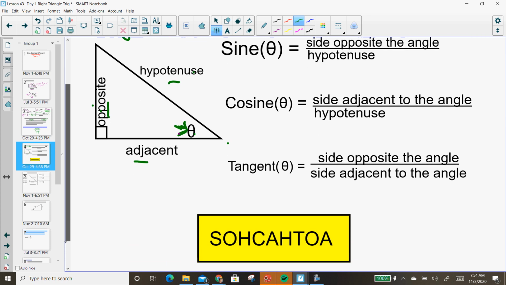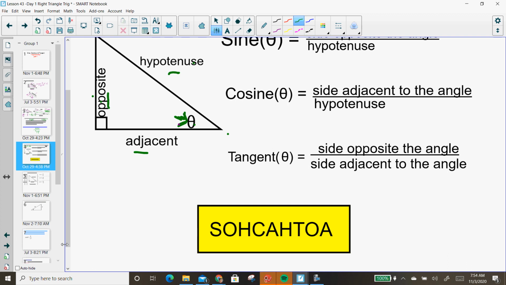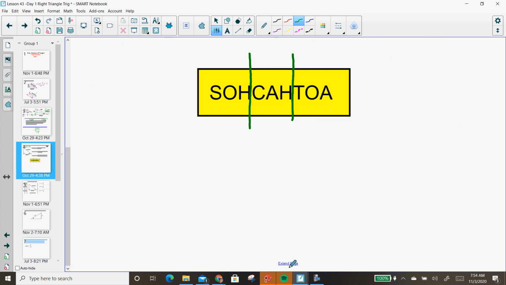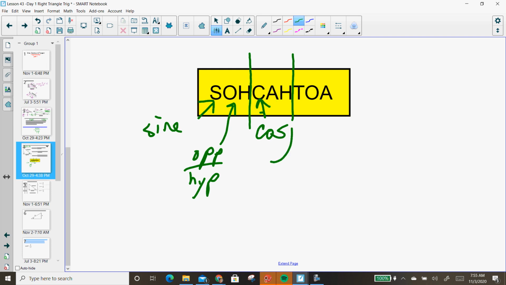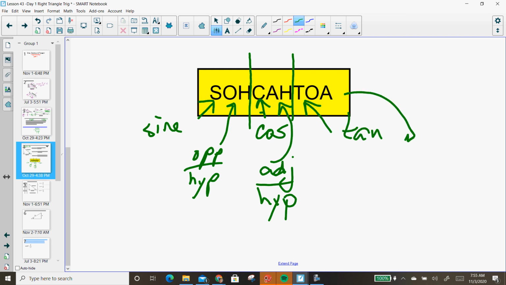And the way that we remember that is SOHCAHTOA, sounds kind of like a Native American word or something, but what that means is that sine is opposite over hypotenuse. Cosine is A for adjacent over hypotenuse. And tangent is opposite over adjacent. So just a little saying to help you remember that.